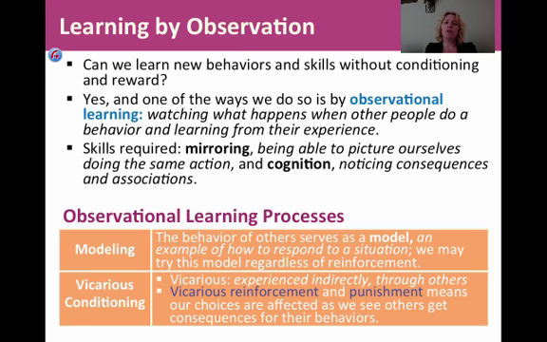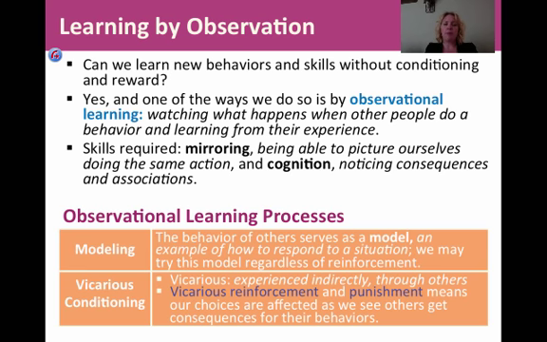One of the ways we do this is by watching what happens when other people do a behavior and learning from that experience. There are some skills required for this. Obviously, mirroring, which is being able to picture ourselves doing the same thing, and cognition, noticing consequences and associations. This is why we start to see this when kids reach a certain developmental point, because they have to develop those two abilities.